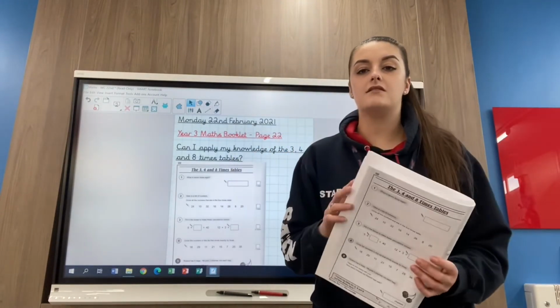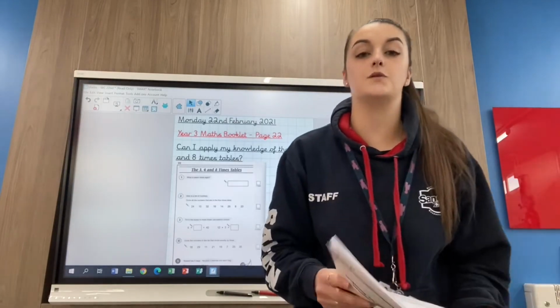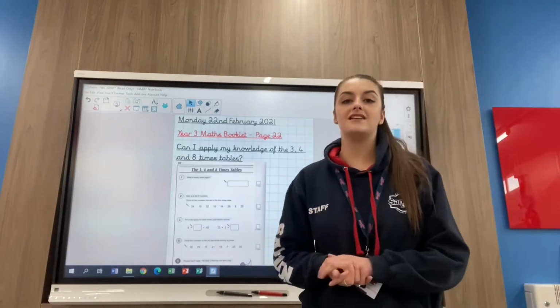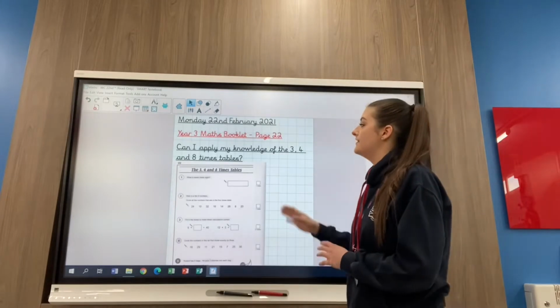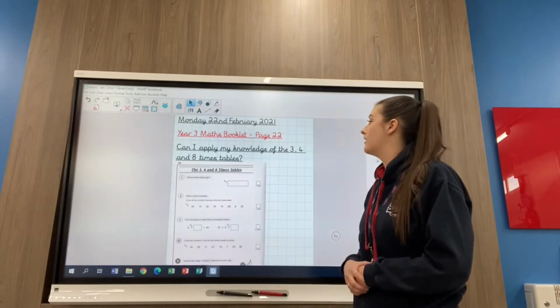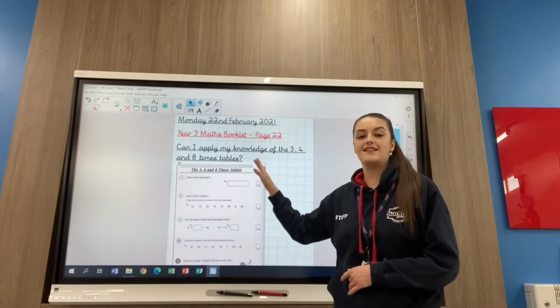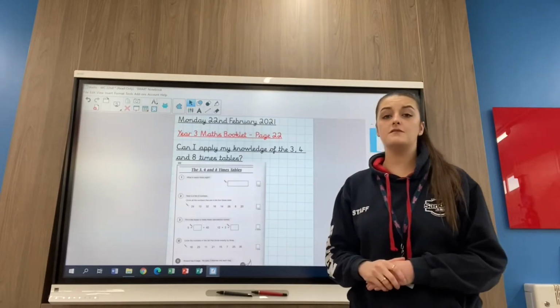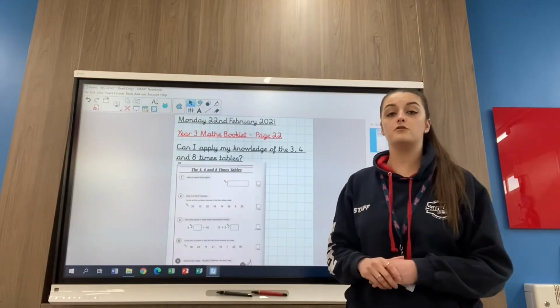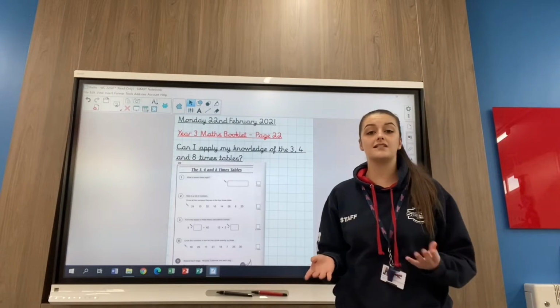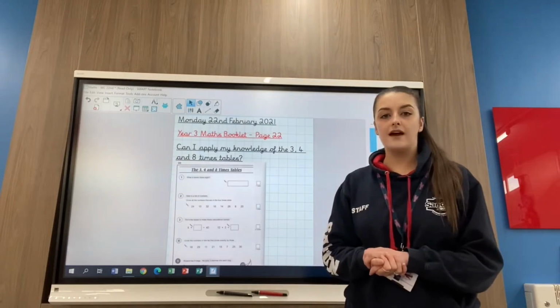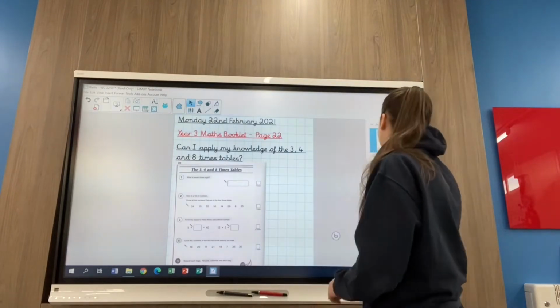Now before we get onto that, let's have a look at our learning questions for today and get warmed up ready for our learning. So our learning question is, can I apply my knowledge of the 3s, the 4s and the 8 times table? So we're going to be using your times table knowledge to help you solve number sentences and problems today. So let's get warmed up ready for our learning.